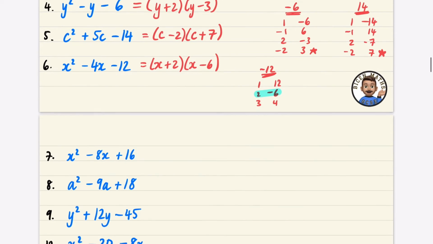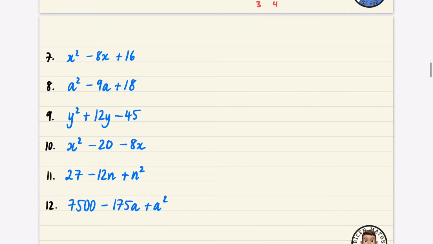Okay, let's keep going. So I want to think of two numbers that multiply to 16 but add to minus 8. Well, that means they both need to be negative. So it's either going to be negative 1 and negative 16. Nope. Negative 2 and negative 8. No, that adds to minus 10. Or it could be minus 4 and minus 4. So it's going to be x minus 4, which of course we could write in a different way. We could write it as x minus 4 squared.